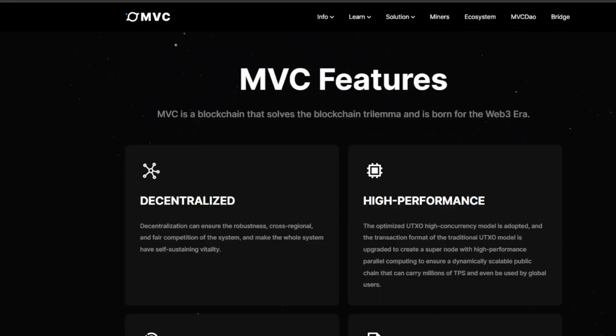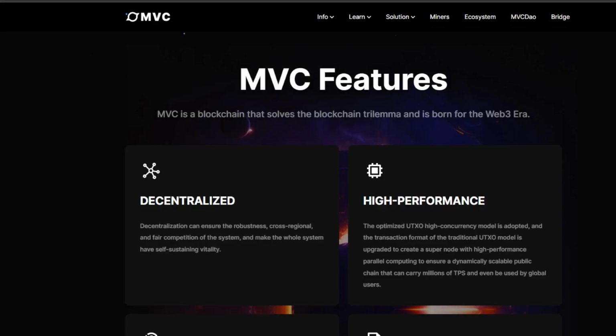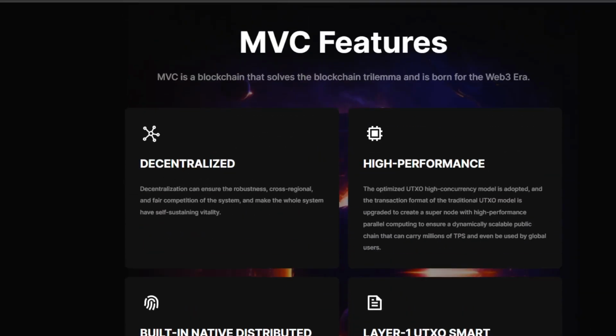And let's see if we can get a little bit more detail. MVC features. Okay, decentralized, once again, robust, cross-regional, fair. Okay, a lot of language here that is very detailed. So let's keep that in mind. Let's see if it's in tune with this level of detail throughout the entire website. And we're seeing that there's a lot to offer here on this website.